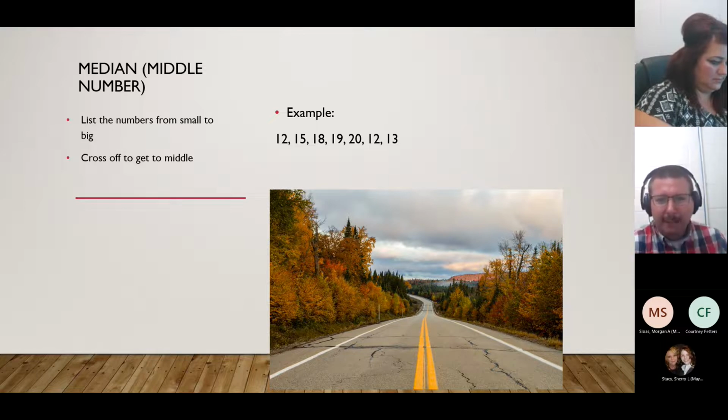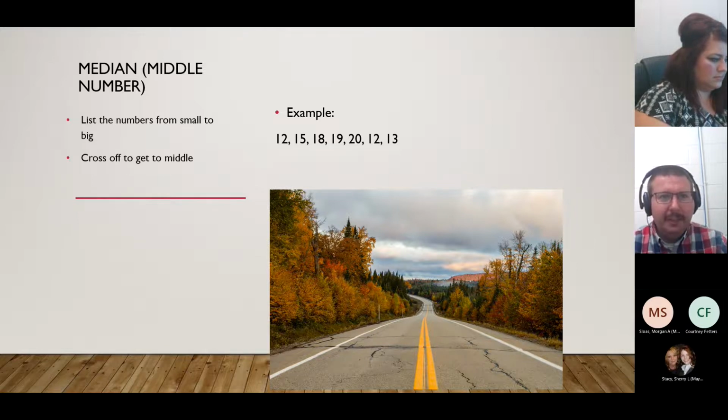And to tell you why, I've got a picture of a road, because I'm driving down the road and I see this yellow thing in the road. And no, it's not bug splat. I'm driving down the road and it's a yellow strip. The yellow strip is called the median. And the median, it's in the middle. So that's why it's called the median. It's in the middle. So with numbers, here's what we have to do to find the median.